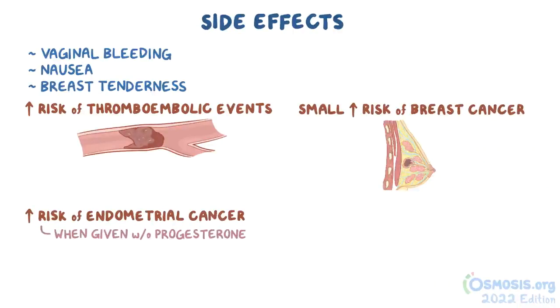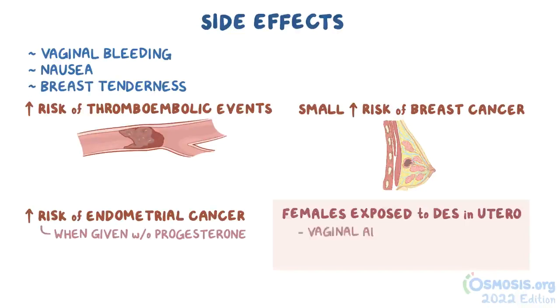Finally, a super important side effect of diethylstilbestrol is that females that were exposed to DES in utero, meaning that they are daughters of women who were treated with DES during pregnancy, can develop vaginal adenosis and clear cell adenocarcinoma, which is a type of vaginal cancer.